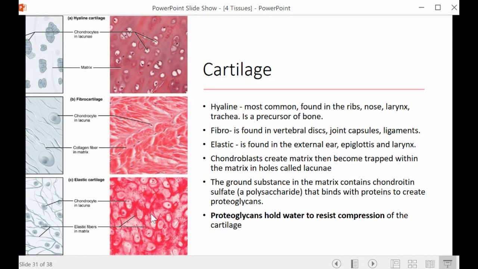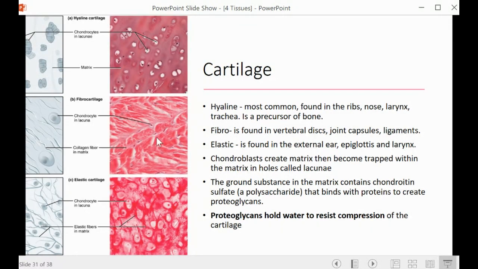So what happens here is that we have these chondroblasts. Okay, chondra right here, that means cartilage. Blast, remember, is to create, right? So we're creating that matrix and becomes trapped within the matrix in the holes. And these little areas here, you can see sort of that white area, and then you see a nucleus. Right? This is the lacuna. It's sort of a cocoon that the cells become trapped in, and then we're going to have them be chondrocytes.